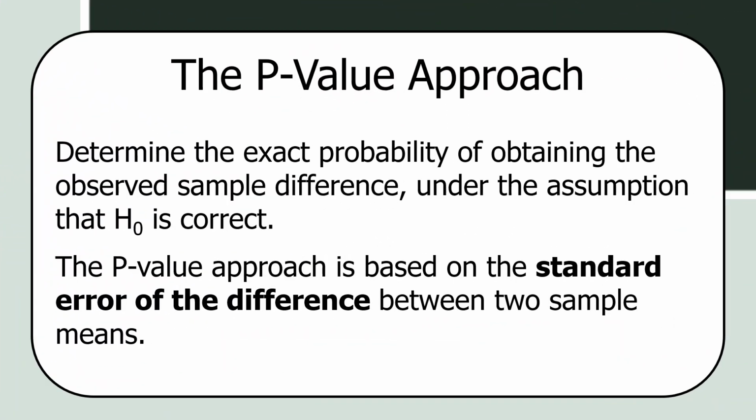The idea here is to determine the exact probability of obtaining the observed sample difference, so we're going to focus on the difference now, under the assumption that the null hypothesis is correct. So again, the hypothesis testing logic is the same, but now instead of the two means and their CIs, we're going to focus on the difference between the means. The p-value approach is based on obtaining and evaluating the standard error of the difference between two sample means.